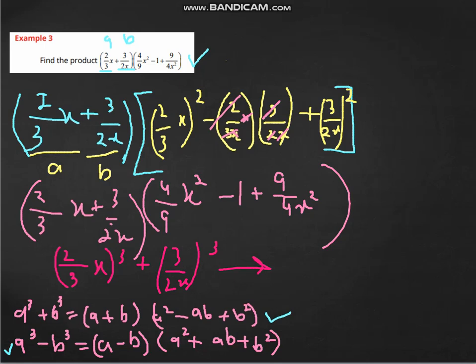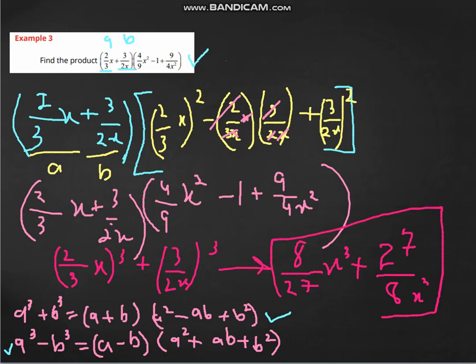which means 2 times 2 is 4, 4 times 2 is 8, 3 times 3 is 9, 9 times 3 is 27 x cube, then plus 3 times 3 is 9, 9 times 3 is 27 upon 2 times 4, 4 times 2 is 8 x cube. This is the answer. That's how we find the product.